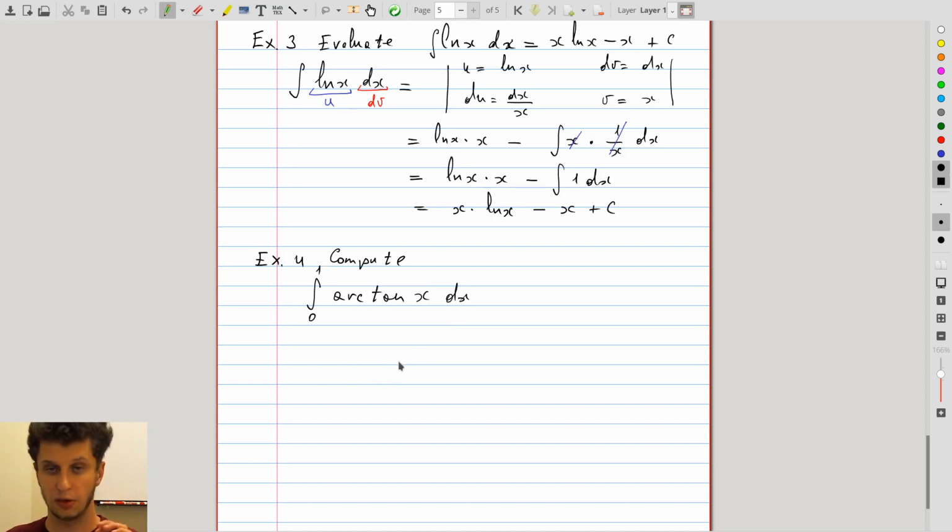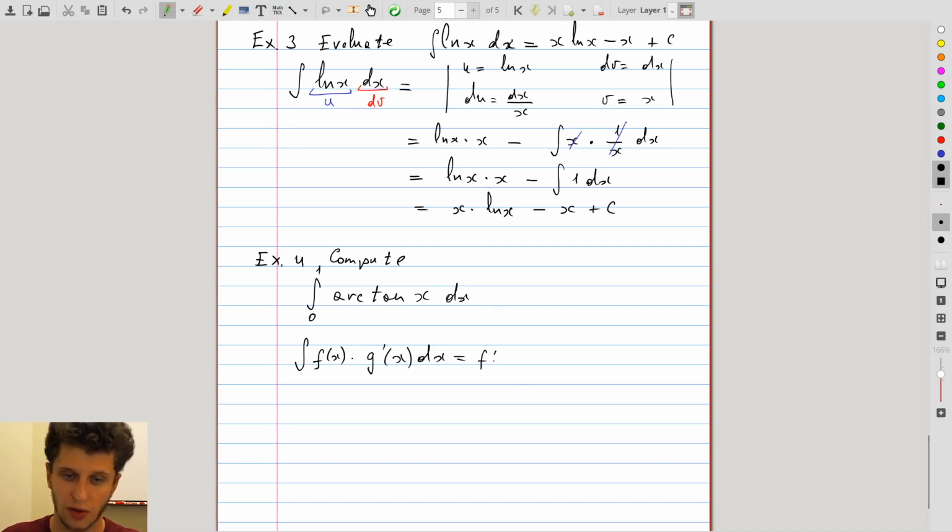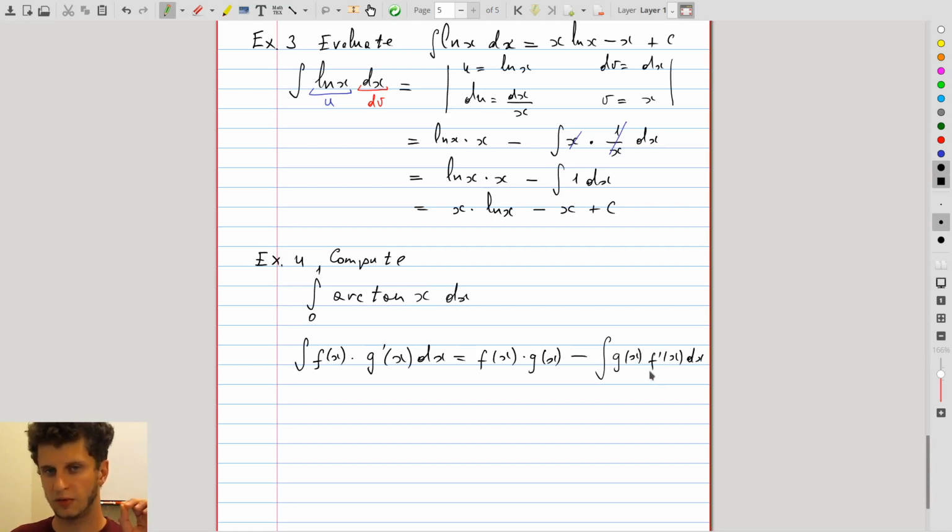Now, in this case, it will be useful to apply the integration by parts formula in its original form. If you remember, we first obtained the formula of integration by parts as f of x times g prime of x dx equals f of x times g of x minus the integral of g of x f prime of x dx. And so here, in this form, where we haven't applied the substitution for u and v yet, will be the more suitable one for definite integrals like this.